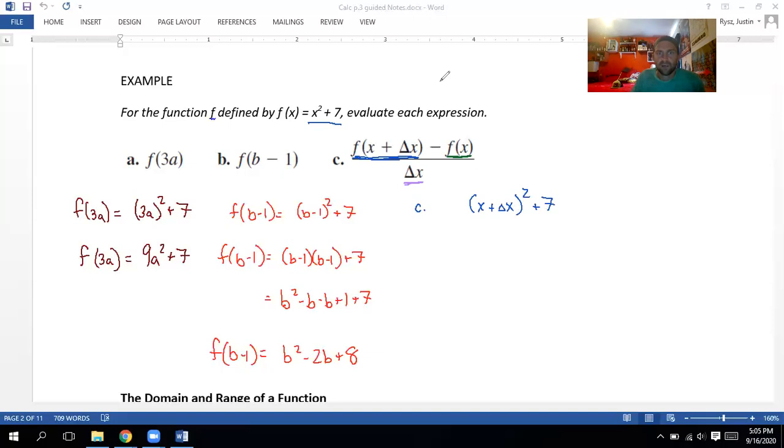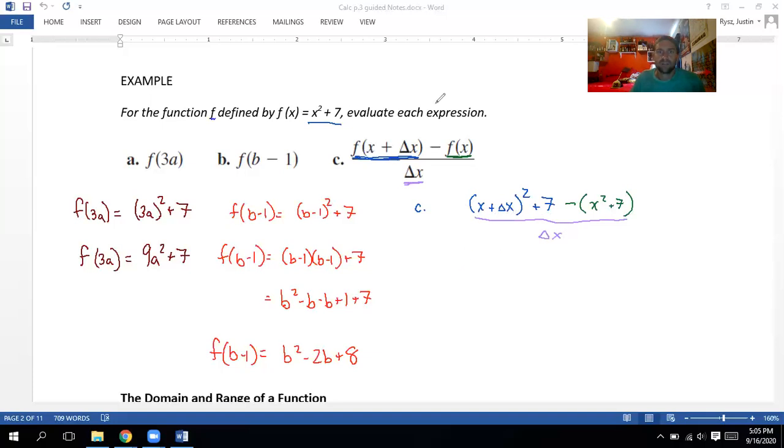All righty. Then next, what I want to do is to put a minus f of x. So I'm going to put minus f of x, which is x squared plus 7. So if you look at what I did so far in this blue, this is our f of x plus delta x. Sorry, I looked at the squared and I got confused. And then we have a minus f of x, and then I need to put all of that over delta x.